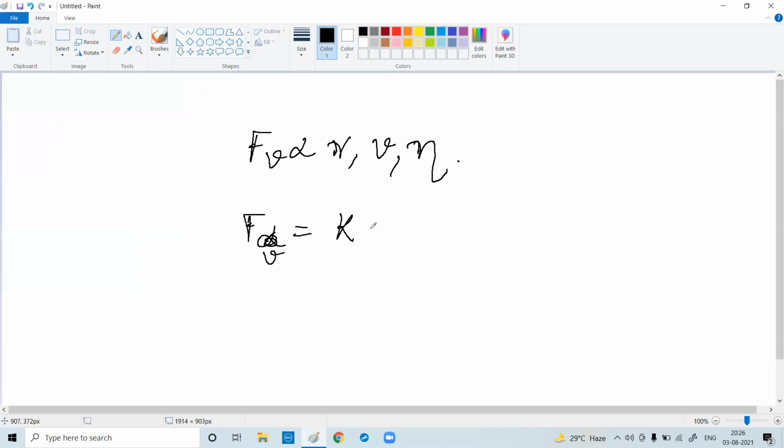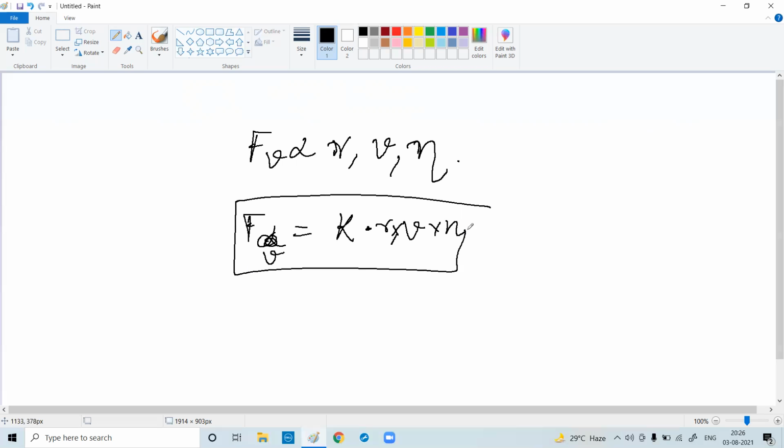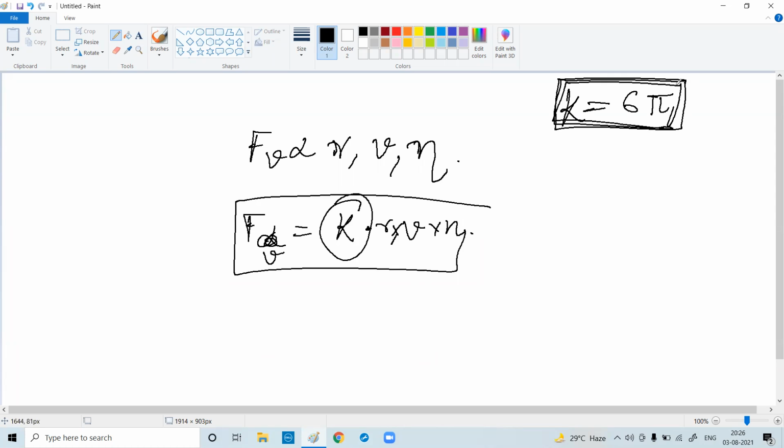Some constant times radius into velocity into eta. Yes or no? So what is this K? This K, experimentally, is nothing but 6 pi. So your final expression is nothing but 6 pi R V eta.